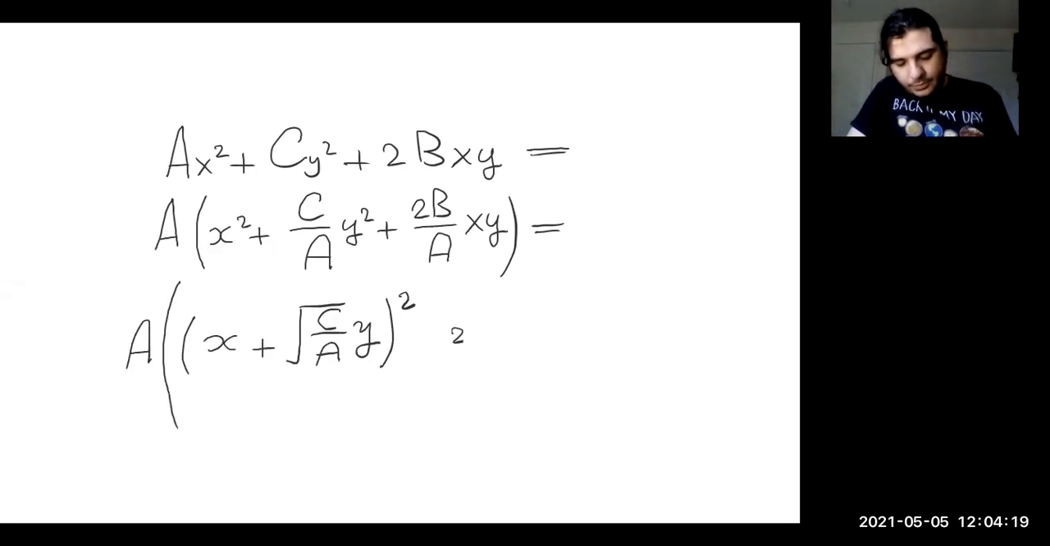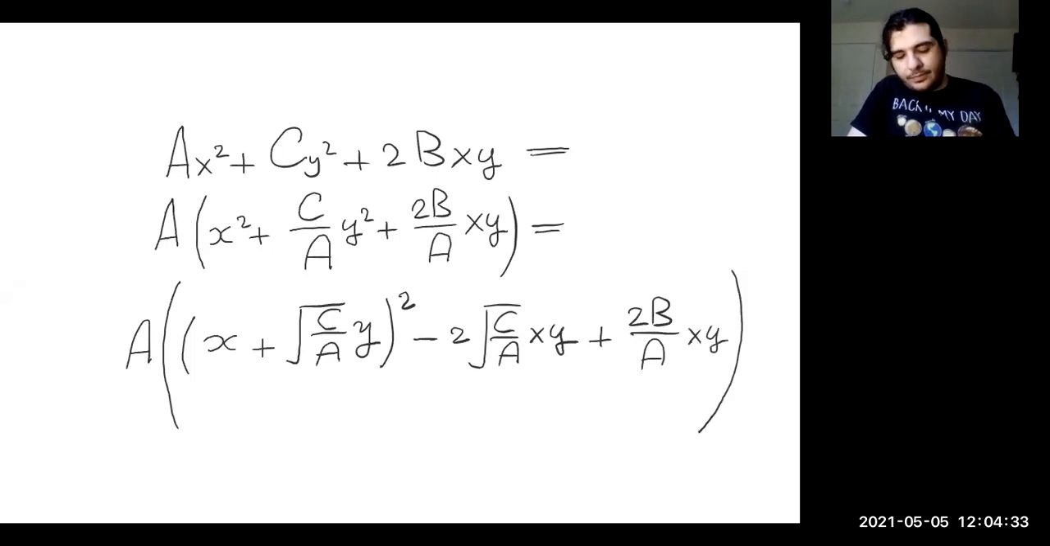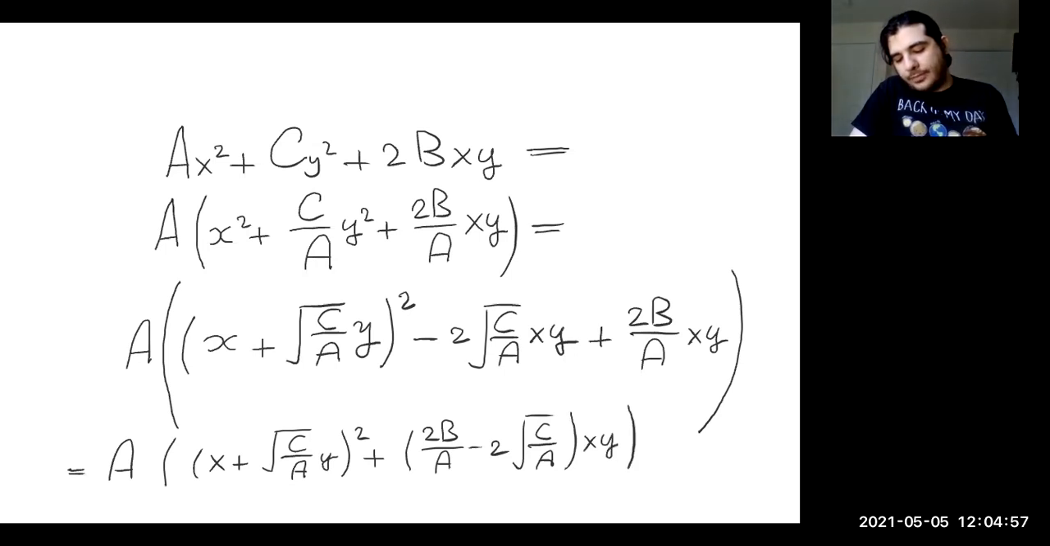minus 2 square root of c over a x y plus 2b over a x y. Right? That would be completing the square, which is equal to a times x plus square root of c over a y squared plus 2b over a minus 2 square root of c over a x y. Okay.